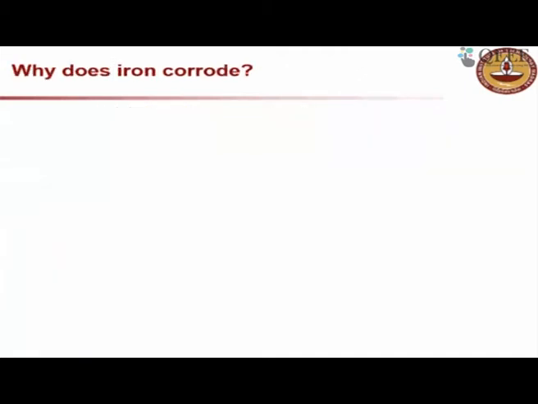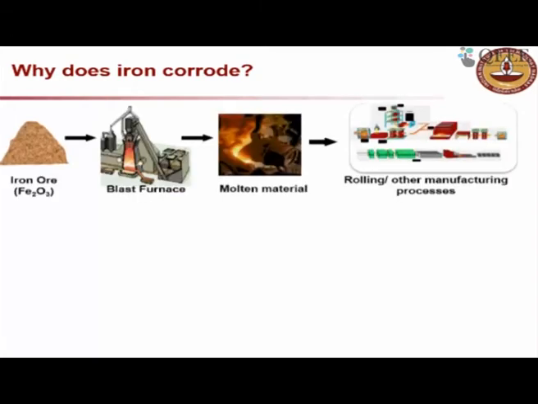Okay, now let's get into the corrosion mechanism. Before we talk about the corrosion mechanism, first let's see why iron actually corrodes. We get the iron ore, and we make steel from it. We put that iron ore into a blast furnace and melt it, and then we roll the steel to make it into a particular shape. If you are talking about a rebar, you have to roll it through a mill which makes the rebar, and then you get that deformed shape on it.